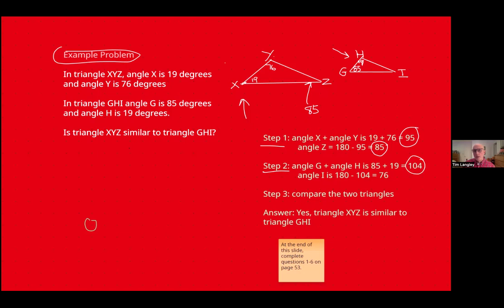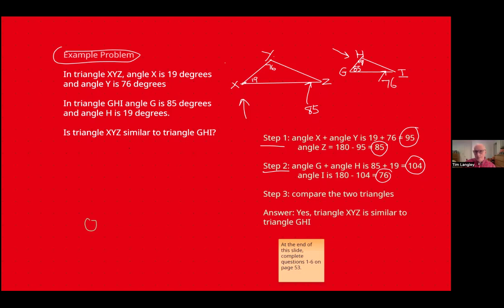Probably guessing what to do next. I'm going to take 180 degrees, subtract 104 from it, and that gives me what's left, which is 76 degrees. So this angle up here would be 76 degrees. All right. Step three is to compare the two triangles. The answer is yes, triangle XYZ is similar to triangle GHI.